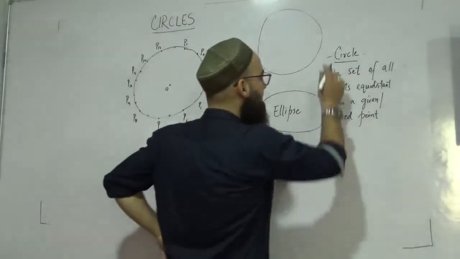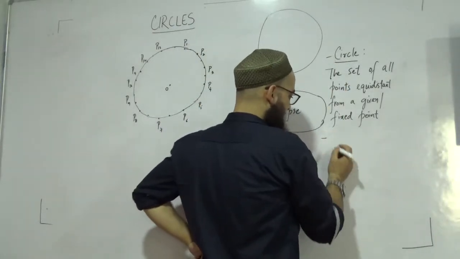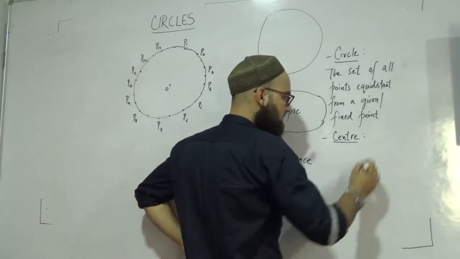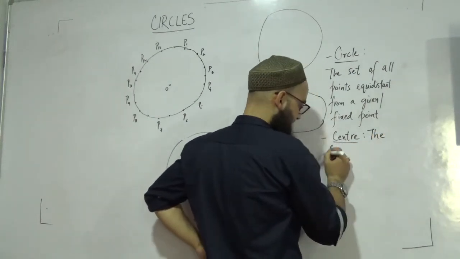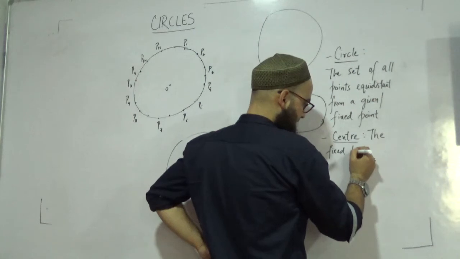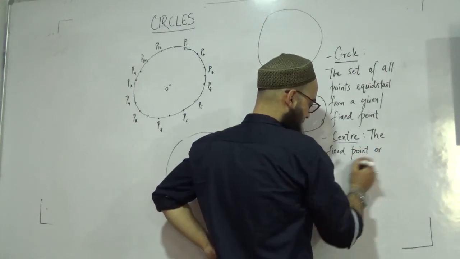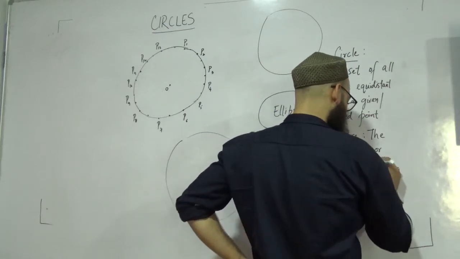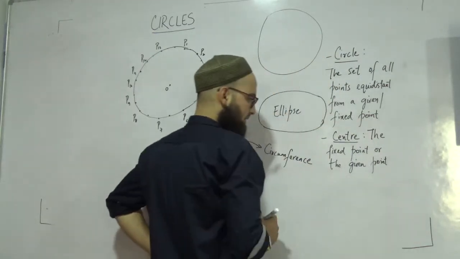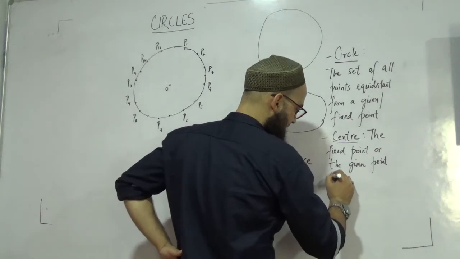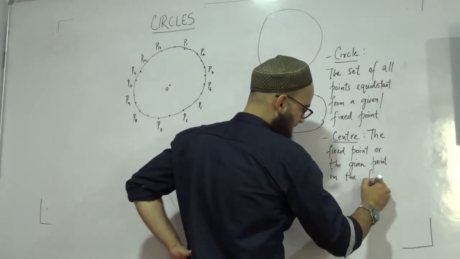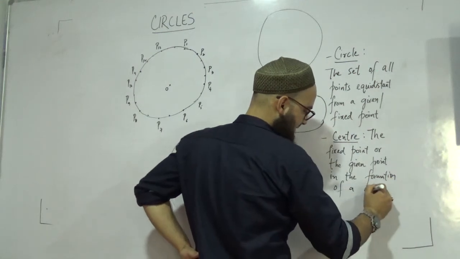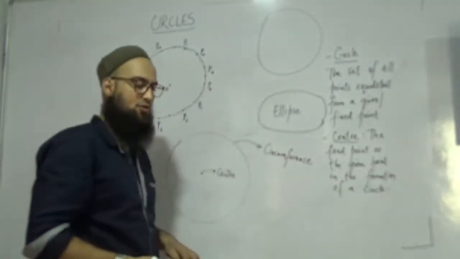If you write the definition, this is a circle. Next, if we write the definition of center: the fixed point or the given point in the formation of a circle. This is called the center of a circle.